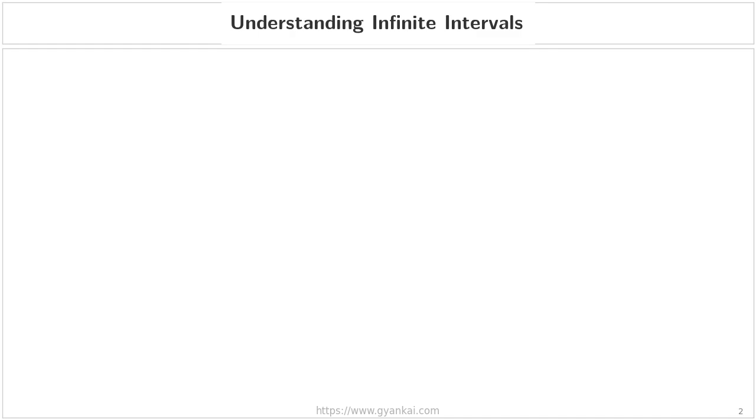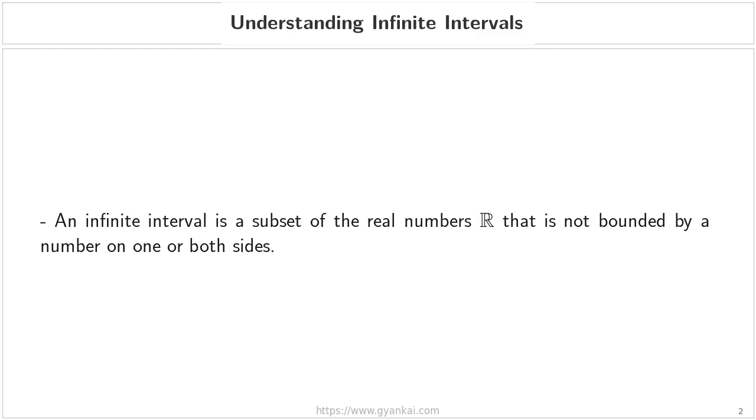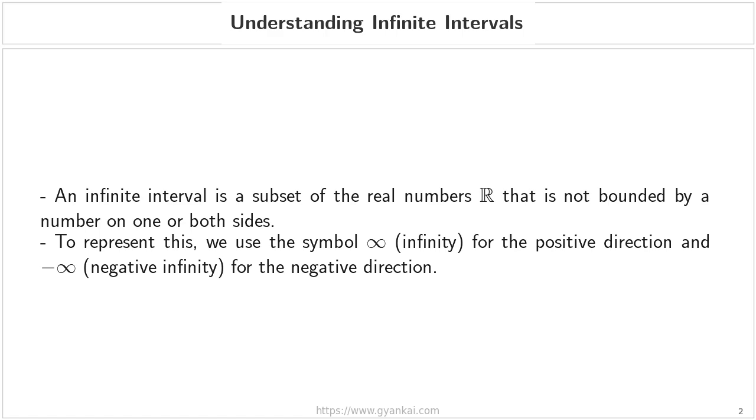Understanding infinite intervals. Now that we've established that we are moving beyond finite intervals where both ends are fixed numbers, let's dive deeper into what actually defines an infinite interval. Think of an infinite interval as a subset of the real numbers, which we denote as R, that lacks a boundary on one or both sides. Unlike the finite intervals we studied previously, these sets don't just stop at a specific value, they keep going. To mathematically represent this idea of going on forever, we use the symbol infinity for the positive direction and negative infinity for the negative direction.